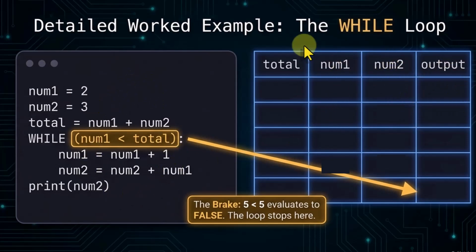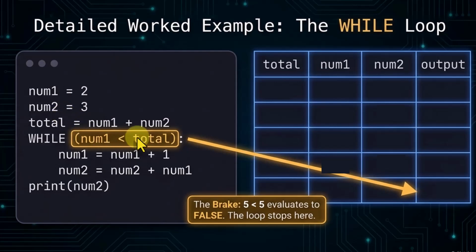In this program we do not have any input, so we do not have any column for input. Then total is equal to num1 plus num2. Then while num1 is smaller than total, that is our condition. Then num1 is equal to num1 plus 1, and num2 is equal to num2 plus num1. And when this finishes, print num2.